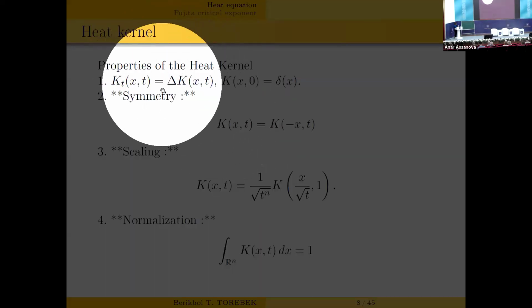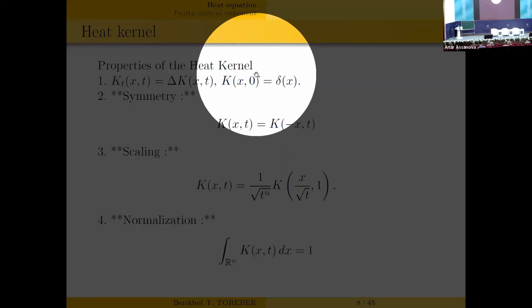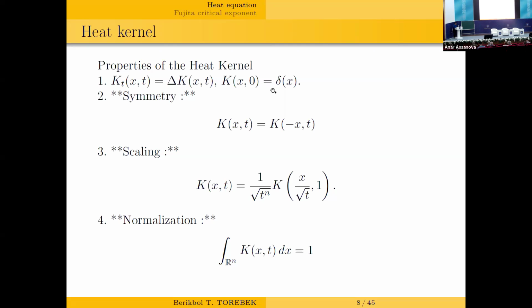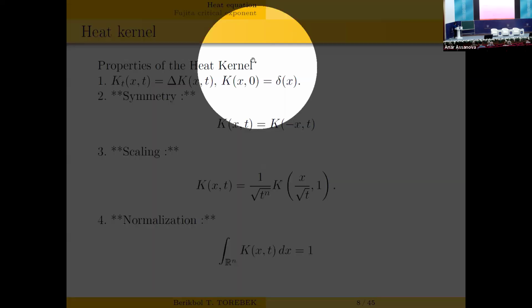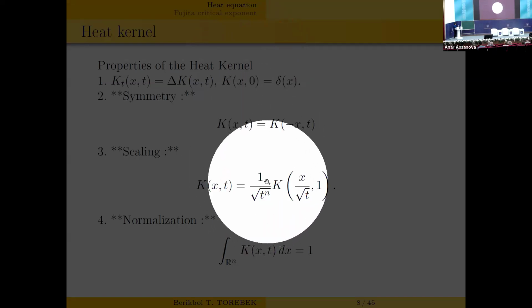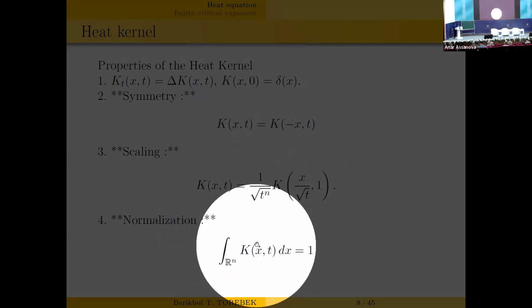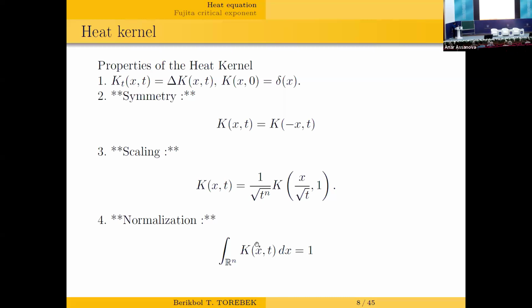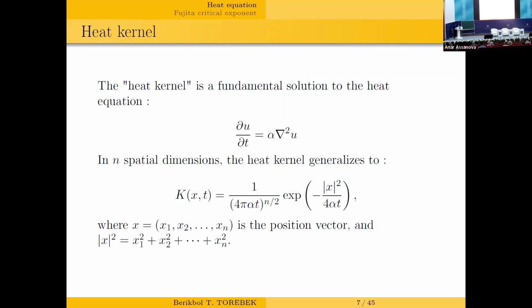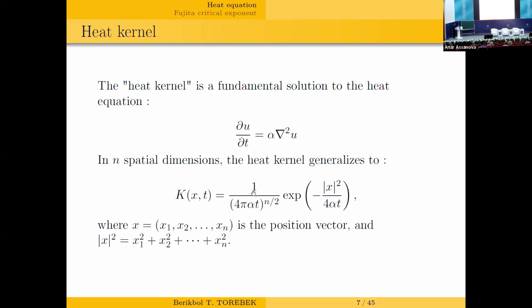First, it satisfies the heat equation. Also, at t equal to 0, it is represented by the Dirac delta distribution. It also has a symmetry property like this, and a scaling property like this. And the integral of the heat kernel is equal to 1, because this is a normalizing constant here.